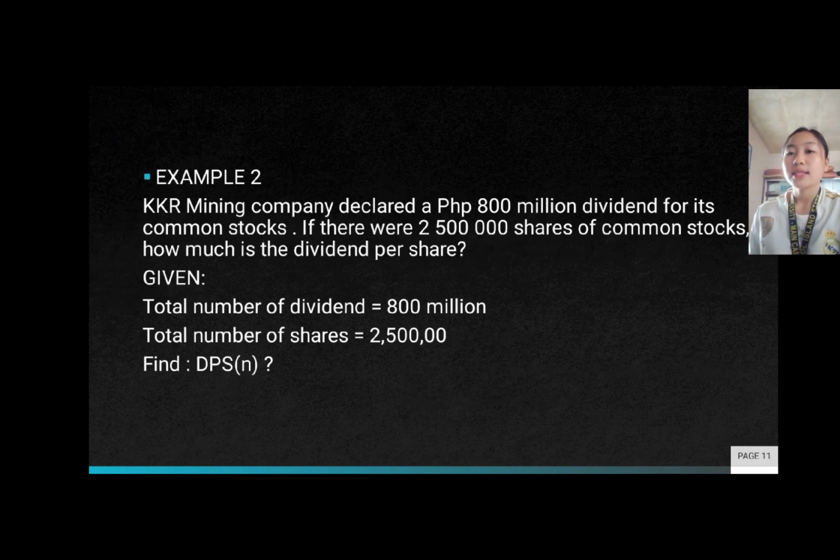So let's have here the second example. KKR Mining Company declared an 800 million pesos dividend for its common stocks. If there were 2,500,000 shares of common stocks, how much is the dividend per share? So in this problem, we are going to find the dividend per share. Given the total dividend is 800 million and the total number of shares is 2,500,000. Find the dividend per share.